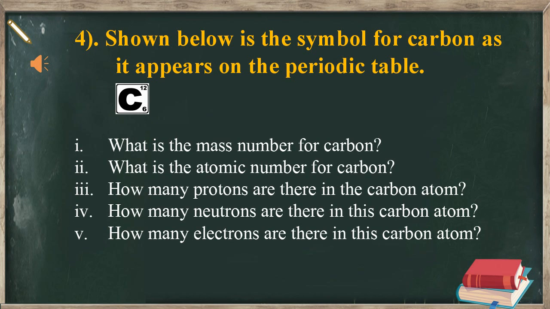Exercise question number 4. Shown below is the symbol for carbon, as it appears on the periodic table. Write down the answers to the following questions. 1. What is the mass number for carbon? 2. What is the atomic number for carbon? 3. How many protons are there in the carbon atom? 4. How many neutrons are there in this carbon atom? 5. How many electrons are there in this carbon atom?